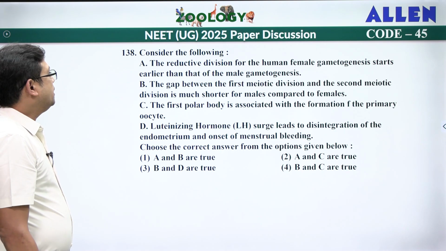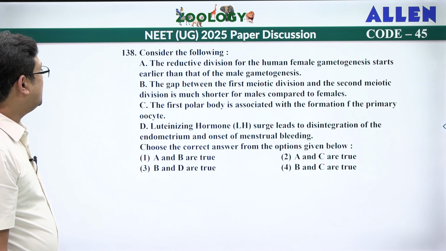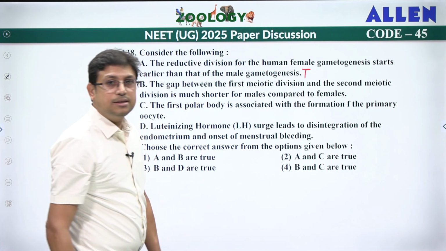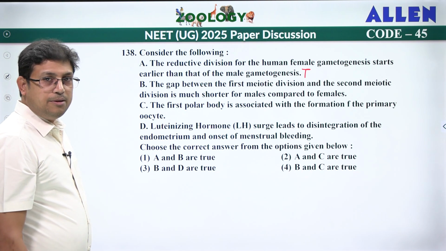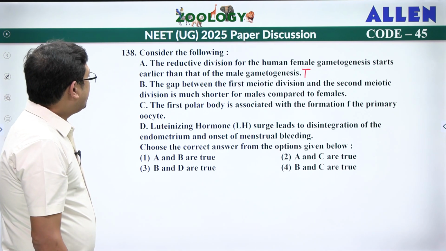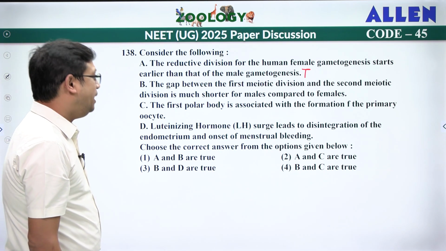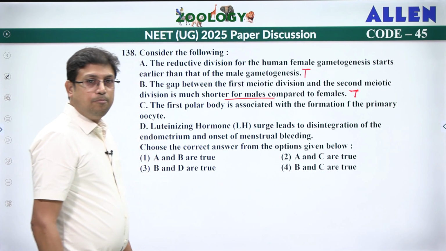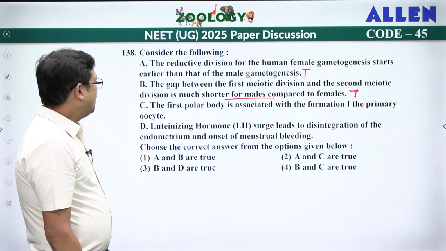Okay, consider the following. The reductive division for human female gametogenesis starts earlier than that of the male gametogenesis. True, because we know that meiosis starts in the female even before their birth, right? During the fetal life itself, the meiosis begins. Whereas in male, it will happen after puberty. The gap between the first meiotic division and the second meiotic division is much shorter in male compared to female. This is also true, because in female what happened? We are having a pause period. The cell cycle will be stalled 2 times.